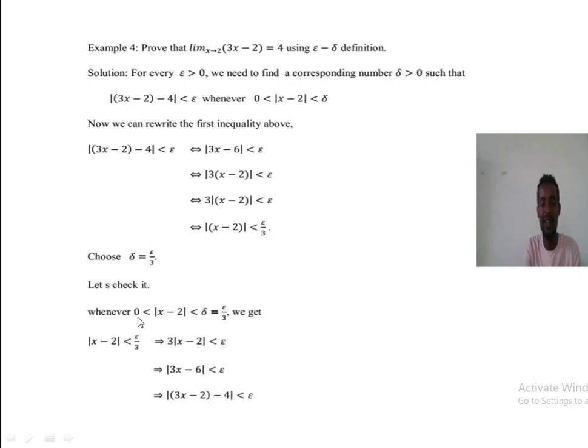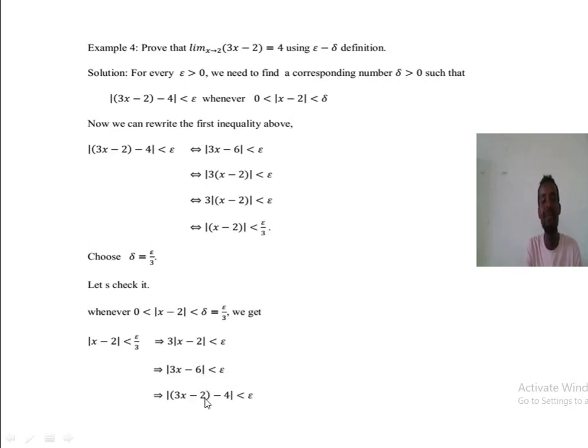Now to check this, whenever 0 is less than absolute value of x minus 2 is less than delta, which equals epsilon over 3, then we get that absolute value of x minus 2 is less than epsilon over 3. This implies that, multiplying both sides by 3, we have 3 times absolute value of x minus 2 is less than epsilon. Again, multiplying 3 into the inner part, we have absolute value of 3 times x minus 6 is less than epsilon.